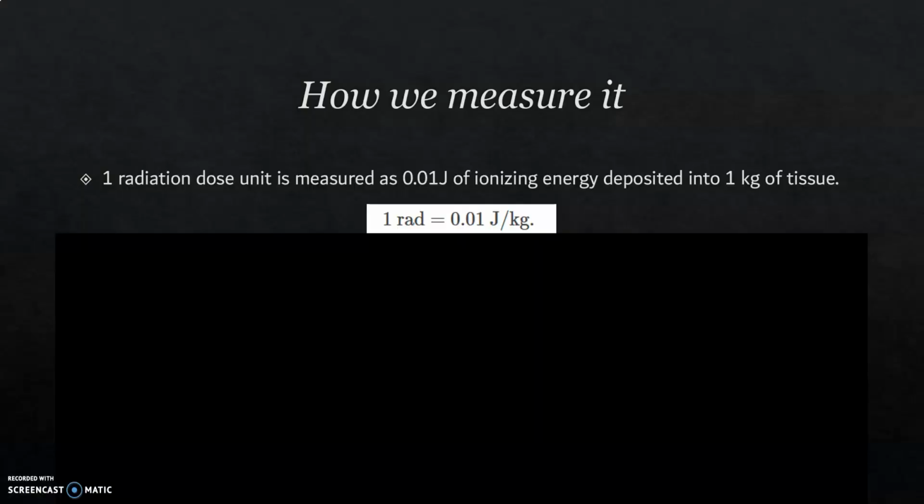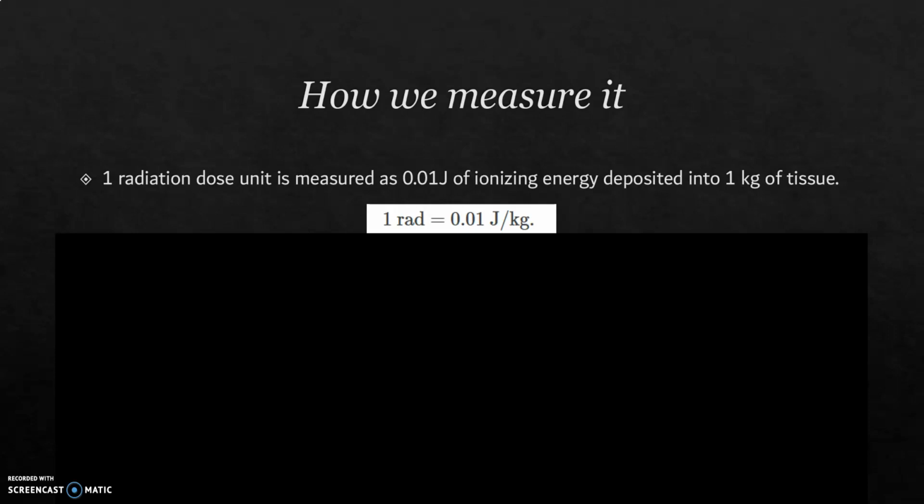So now we're going to deviate a little bit and we're going to talk about how we measure radiation doses, because this is going to help us later discuss the effects that it can have on our tissues and our bodies. So first off, 1 radiation dose unit is the simplest one, and it's measured as 0.01 joules of ionizing energy when deposited into 1 kilogram of tissue.